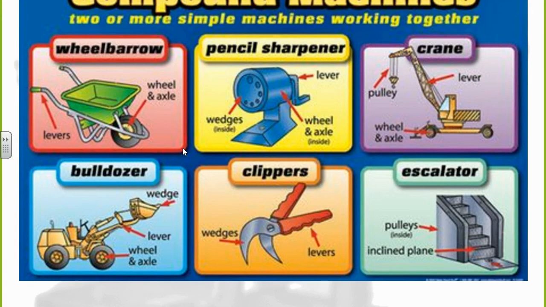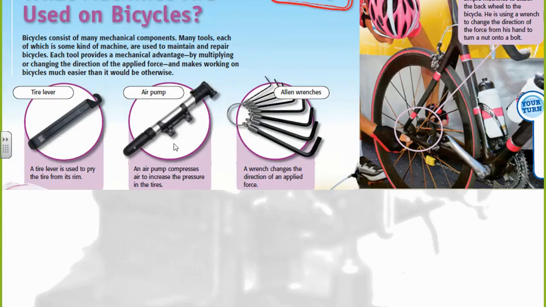You've got a crane that has pulleys, levers, wheel and axle. You've got bulldozers, clippers, escalators. These are all different types of compound machines. So compound machines have more than one machine in them. So now let's see if you can identify what some of these things are.